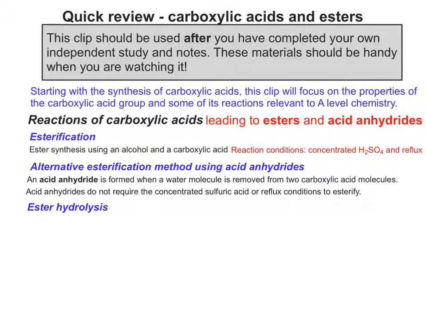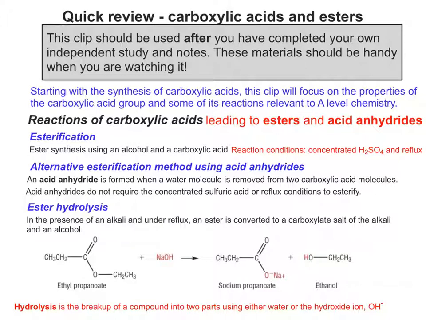So let's now have a look at ester hydrolysis. In the presence of an alkali such as sodium hydroxide and under reflux, what happens is the ester is converted to a carboxylate salt of the alkali. The carboxylate salt will be based on the carboxylic acid that the ester came from. So in this case on the diagram you can see it came from propanoic acid, so we get sodium propanoate. The original alcohol was ethanol, and we get that back.